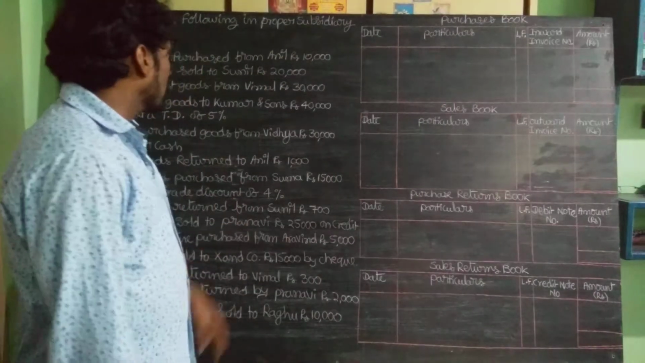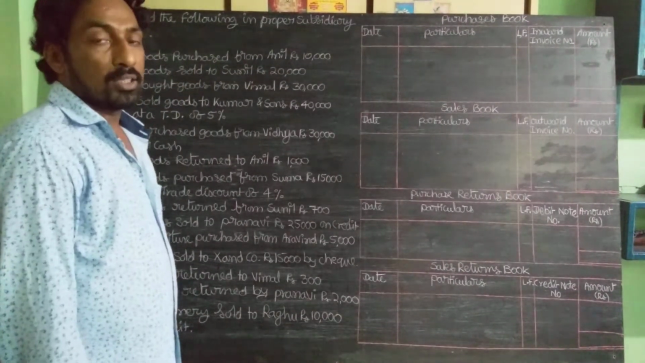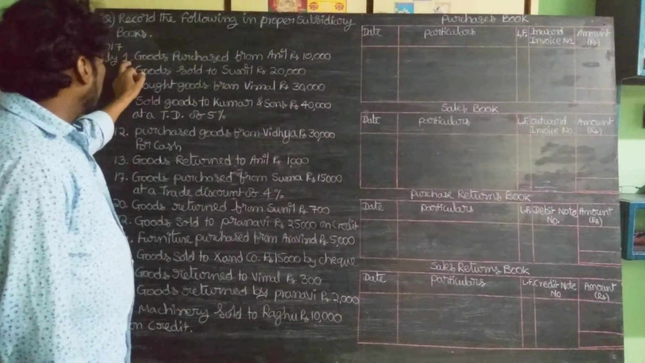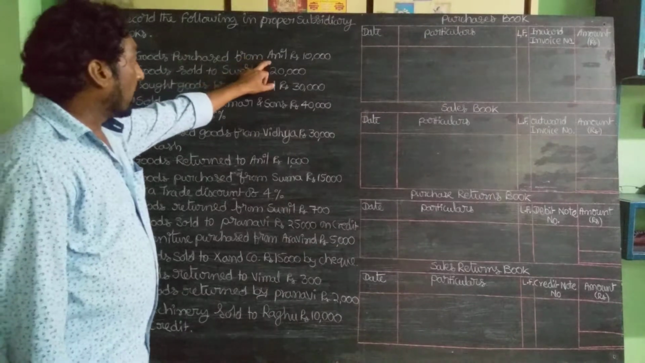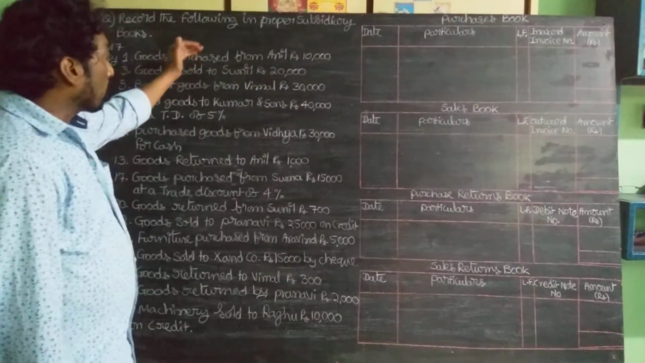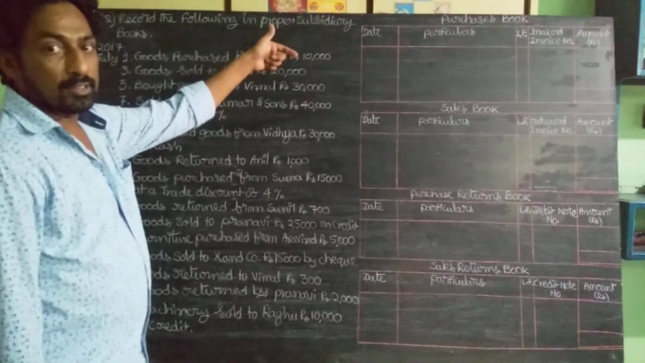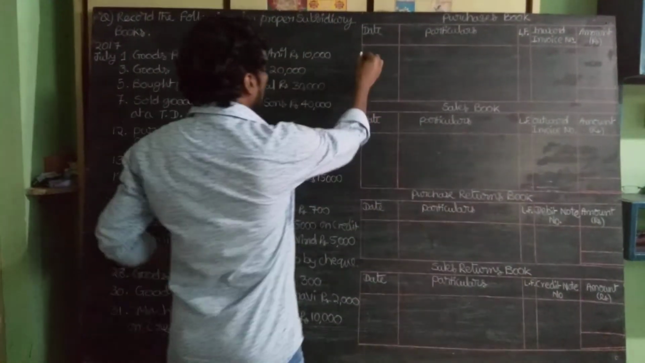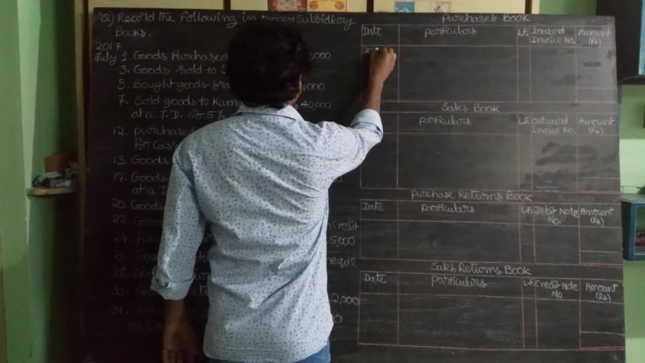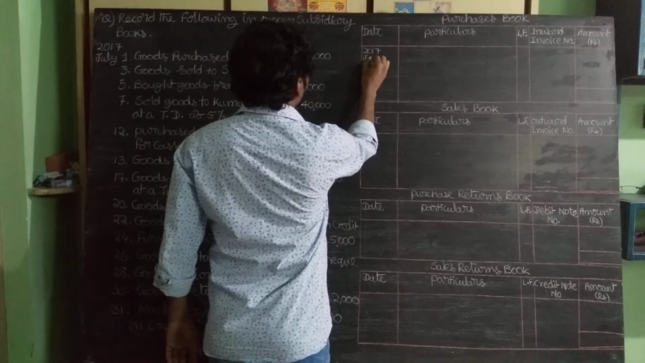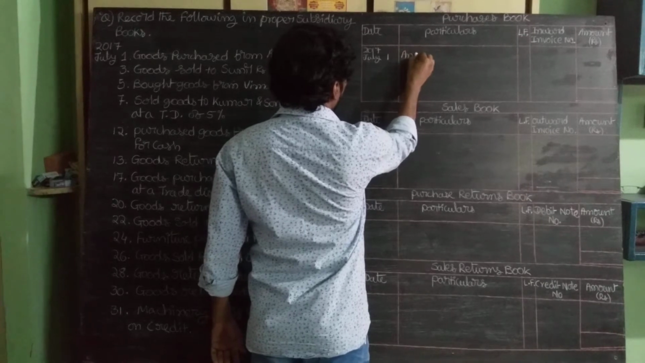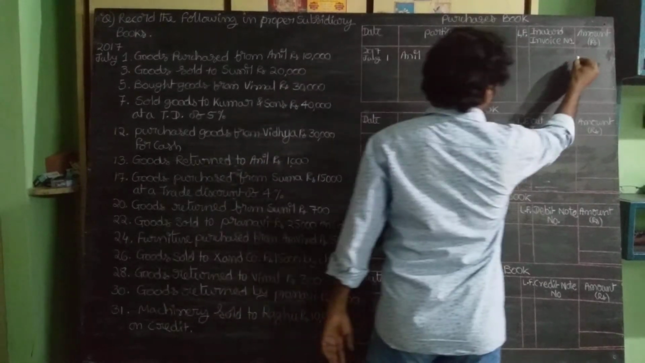So this is the question for preparing the subsidiary books. First one, 2017 July 1st, goods purchased from Anil. So goods are purchased from Anil on credit, so it is to be recorded in the purchase book. 2017, July 1st, Anil, amount 10,000.